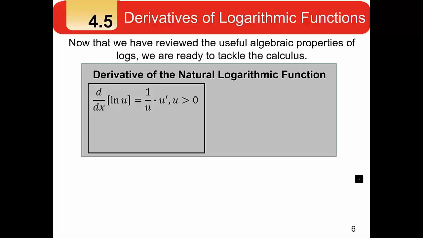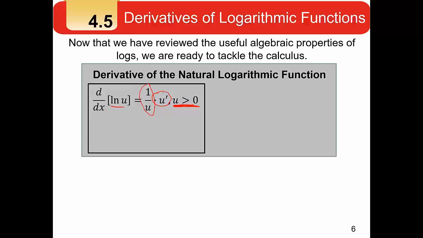And so this u greater than 0, you don't have to necessarily write it down every time you write this rule down, but you have to keep in mind that you cannot take the logarithm of 0 or a negative number. They have to be positive. But the basic idea is the derivative of the natural log of something is 1 over that something multiplied by the derivative of that something.